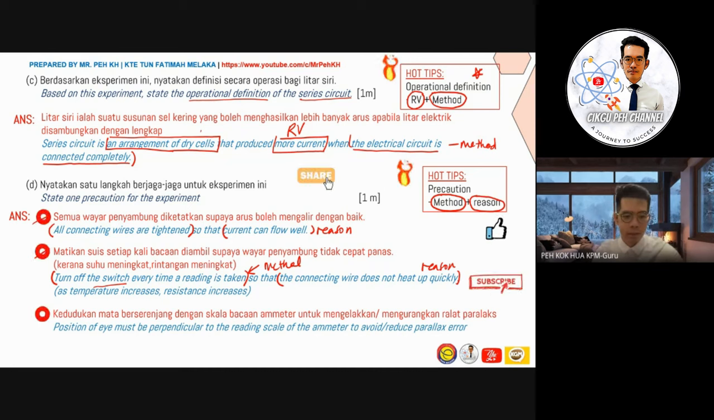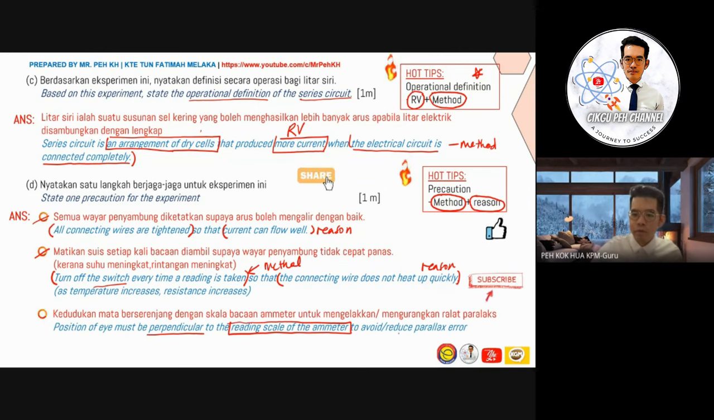Then here I give another example of precaution for this experiment. The position of our eyes must be perpendicular to the scale reading of the ammeter to avoid or reduce parallax error. You must give the apparatus name in your precaution answer. So this part is the method, and avoiding or reducing parallax error refers to the reason.